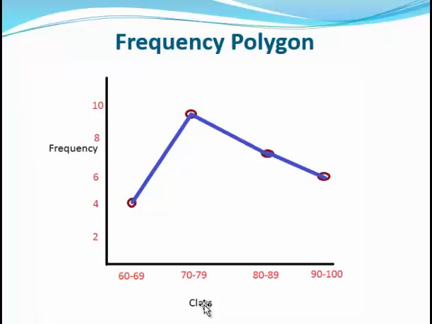The axes are the class down here and the frequency up here. Drawing one of these should be relatively self-explanatory. What you need to do is draw one axis like this, draw another axis like that, put your classes down over here on this axis, and put your frequency on this axis.